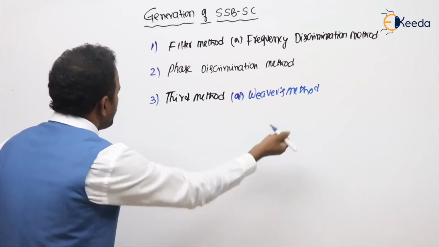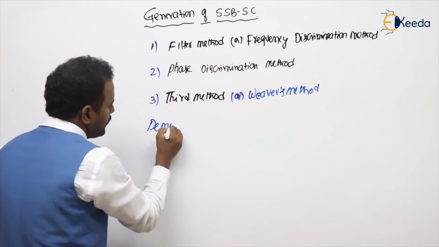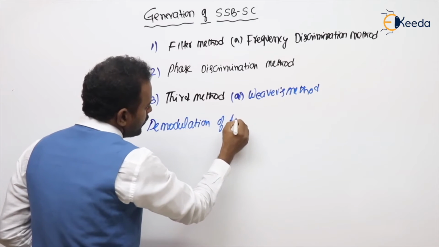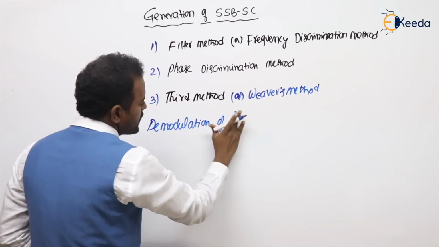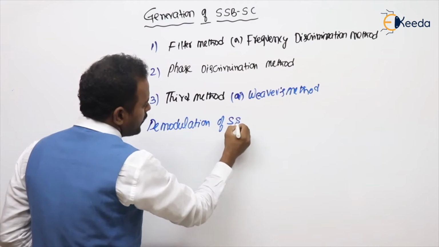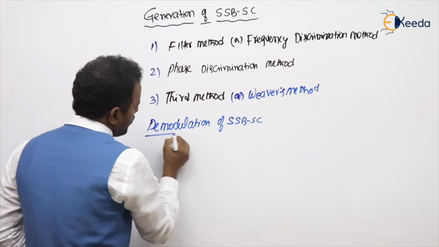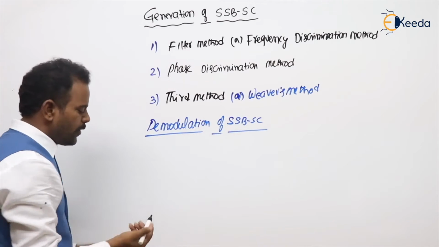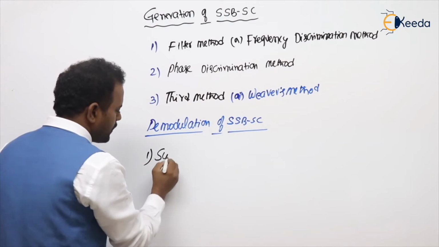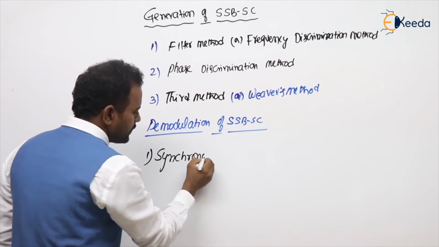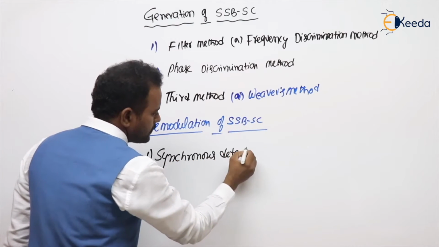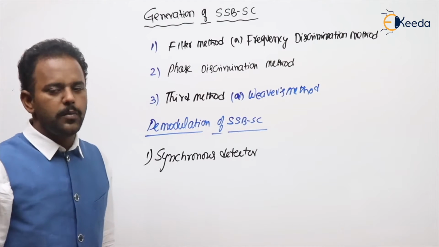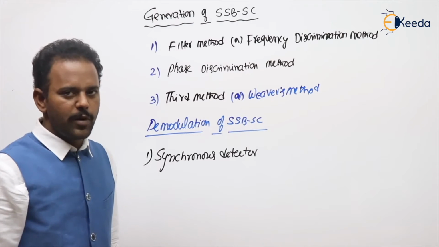Coming to the demodulation of SSB-SC, either for DSB, SSB or VSB, I told only one method, which is nothing but the synchronous detector, or coherent detector, or product demodulator. All the names are the same.